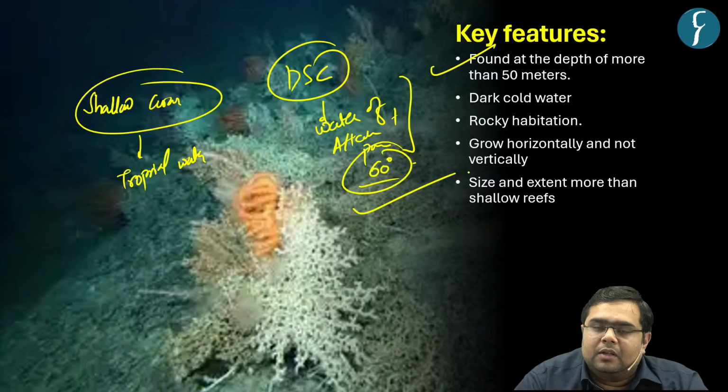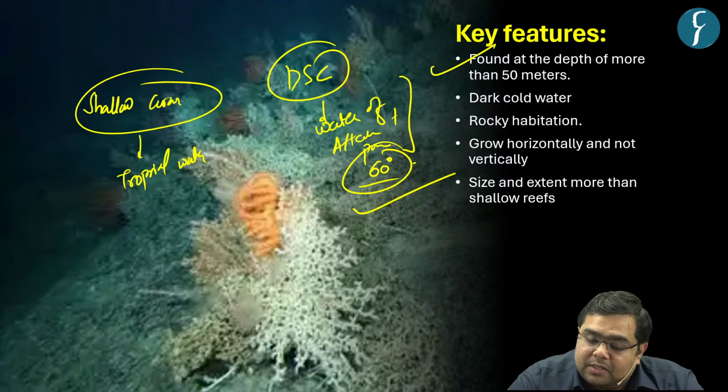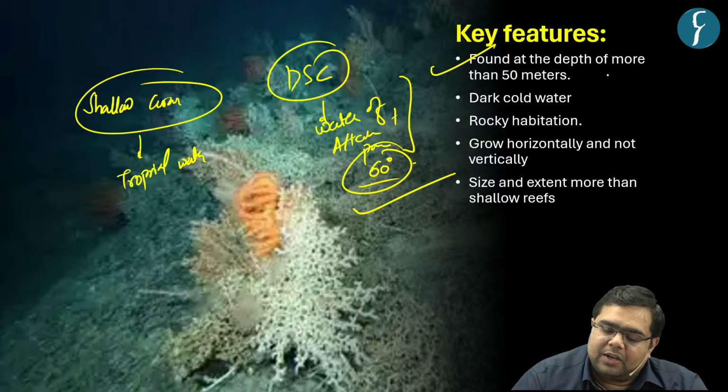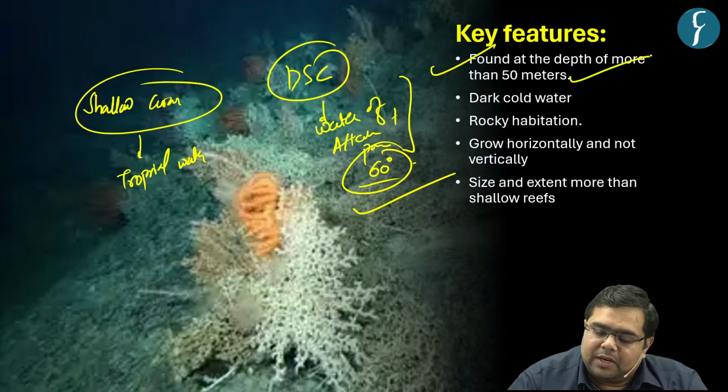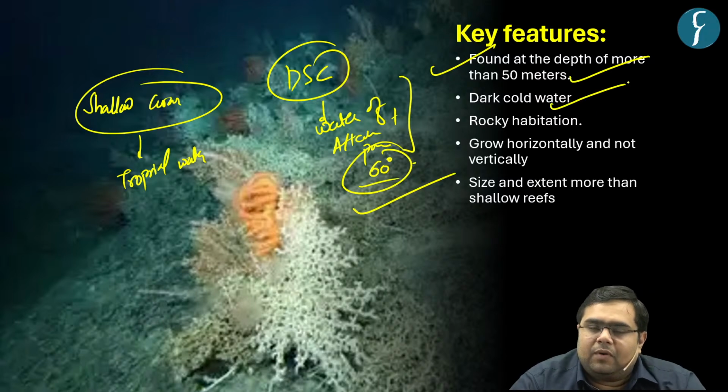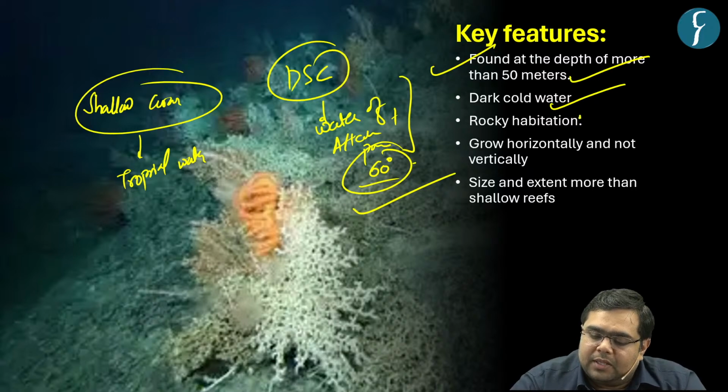Right? So what is the key feature? First is that why are they called as deep sea corals? Because they are found at the depth of more than 50 meters. The second aspect is with respect to dark cold water. They are found in the dark cold waters of, let us say for example, Atlantic Ocean. It could be Indian Ocean also, or Pacific Ocean. Then they thrive in rocky habitation.